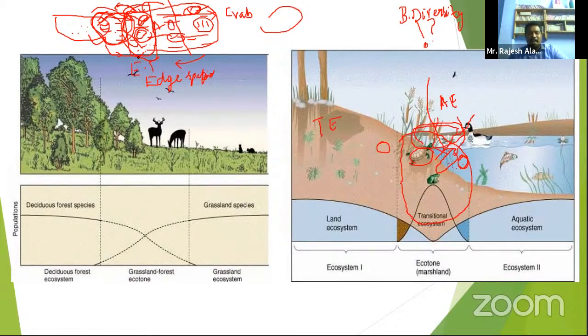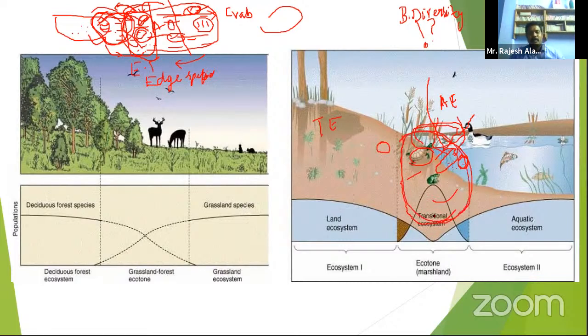Biodiversity is higher here. It was previously called zone of tension. It is a transitional zone that is present here, sir. It is called a transition. It is no more a complete terrestrial, no more a complete aquatic ecosystem. Both ecosystems will contribute, and now it is a separate ecosystem.